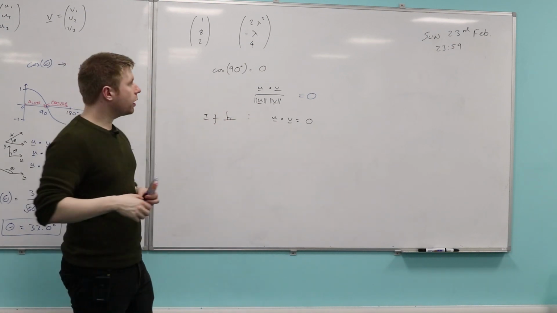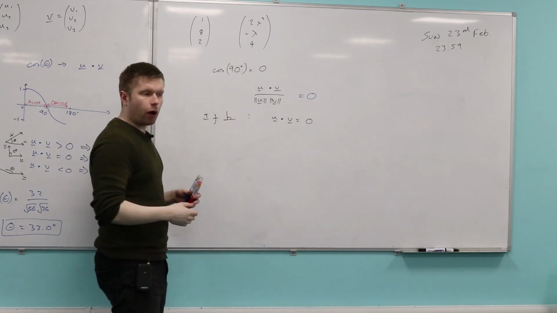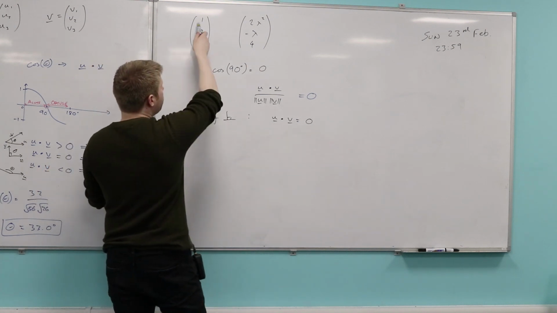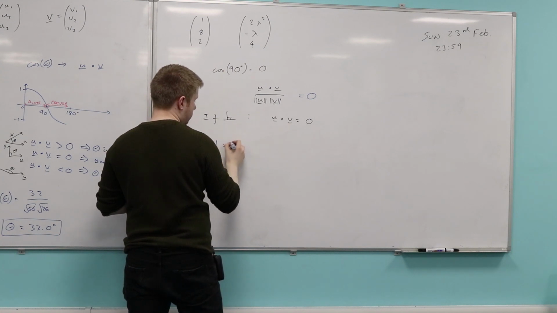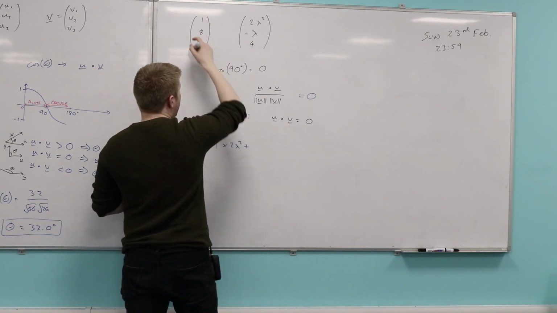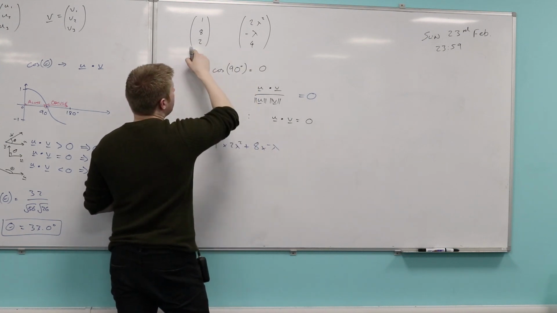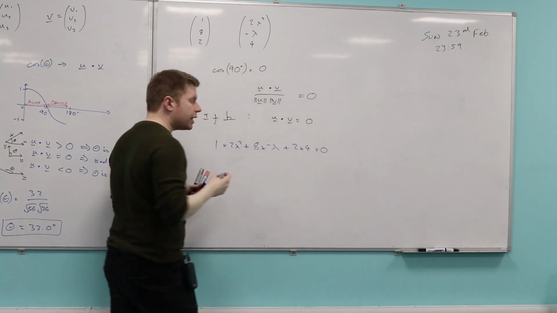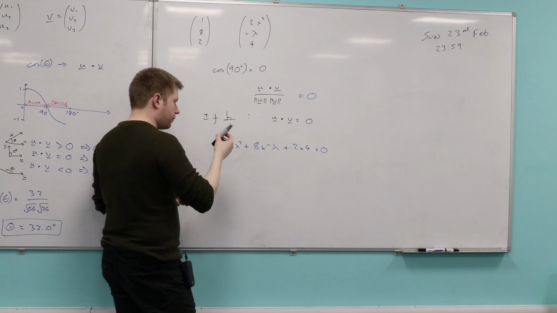Is that okay? Right, so let's take the dot product of these two vectors and set it equal to 0, and then find the value of lambda where that's satisfied. So the dot product is going to be 1 times 2 lambda squared, plus 8 times negative lambda, plus 2 times 4. And of course, if they're perpendicular, the dot product has to be 0. Okay? So let's have a look.